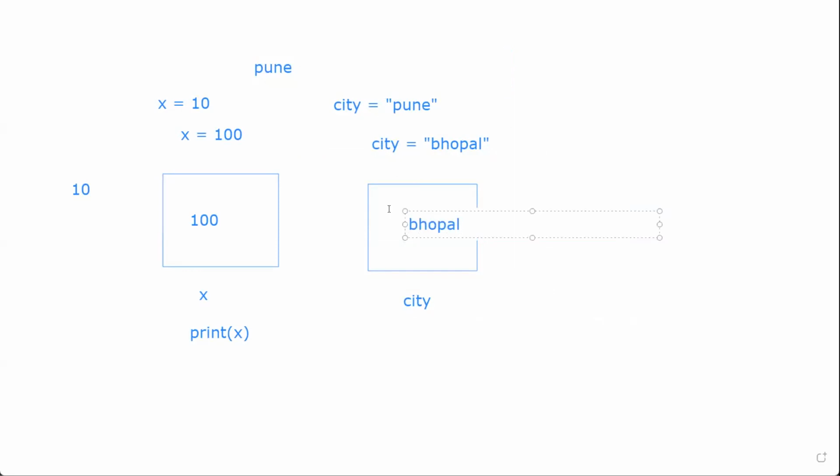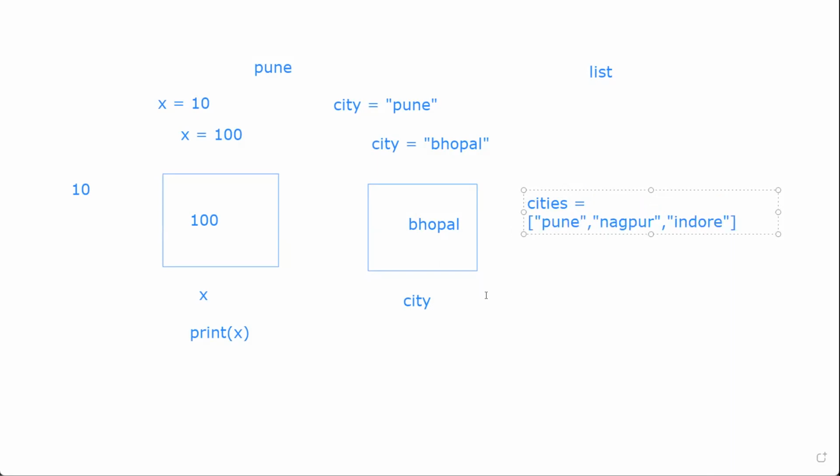But if I want to store more than one value in a single memory, then I have a data type which is list. Let's say, for example, I define a list with the name cities, and I store multiple values in it, comma separated: Pune, Nagpur, and Indore.